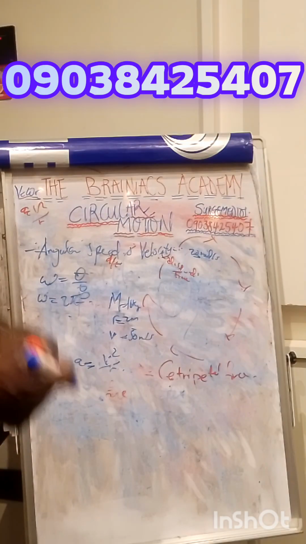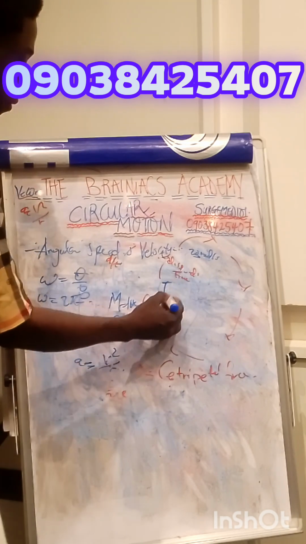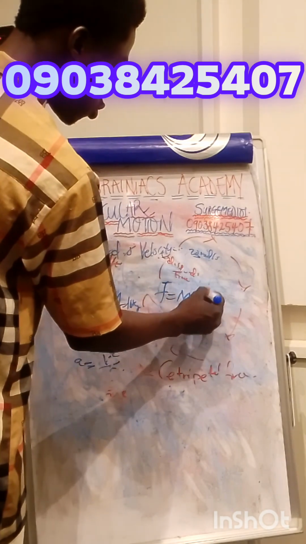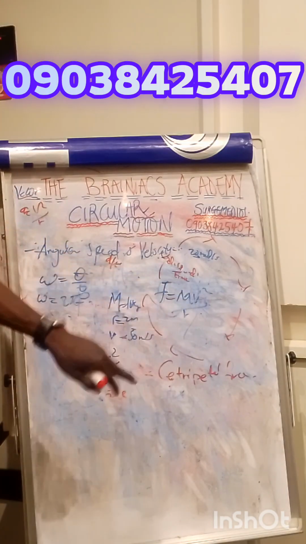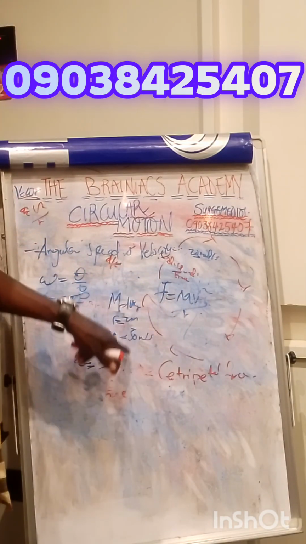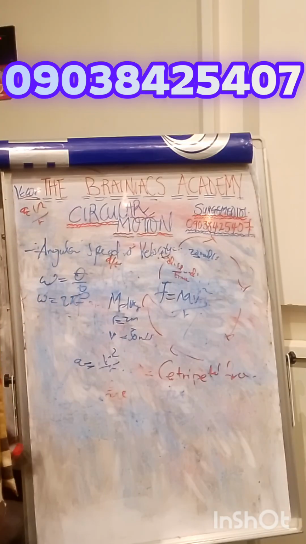Now, they said I should do it for your centripetal force also. Then you use this formula for it. What's the formula for your centripetal force? Very simple. That's your F, which equals mv squared over r. As you can see, this is your m here, you put it here. This is your r, you put it here. This is your v, you put it here. So yeah, that's that.